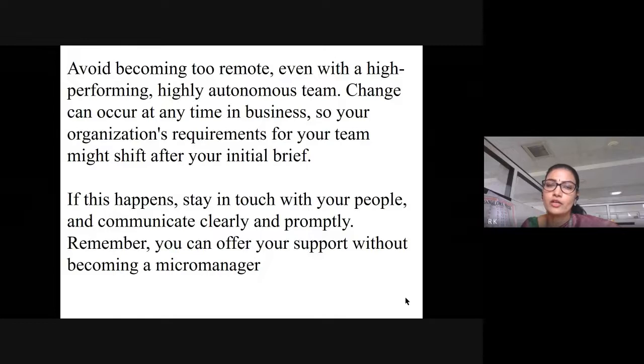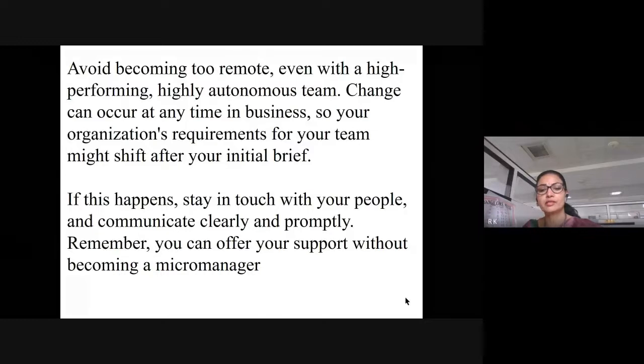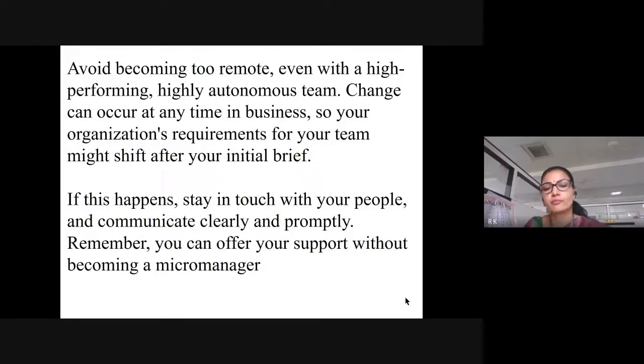There is a model which I have posted in the last slide, called VUCA time, because anytime it can happen. See, we did not expect COVID, right? So anytime any change might happen, but in that case, going back to the initial days cannot be possible. So you need to understand right from the start to the end what is happening among the team members. Got to stay in touch with the people and communicate with them clearly and promptly. Remember, you can offer your support without becoming a micromanager.